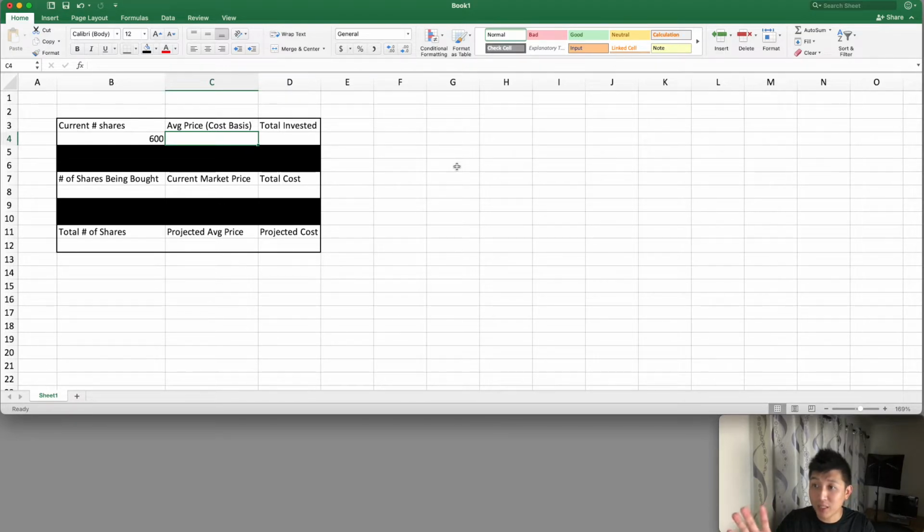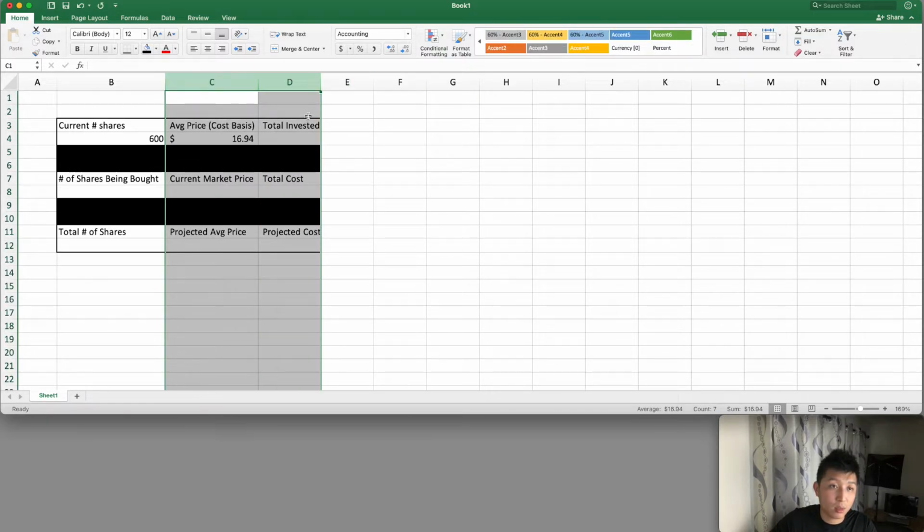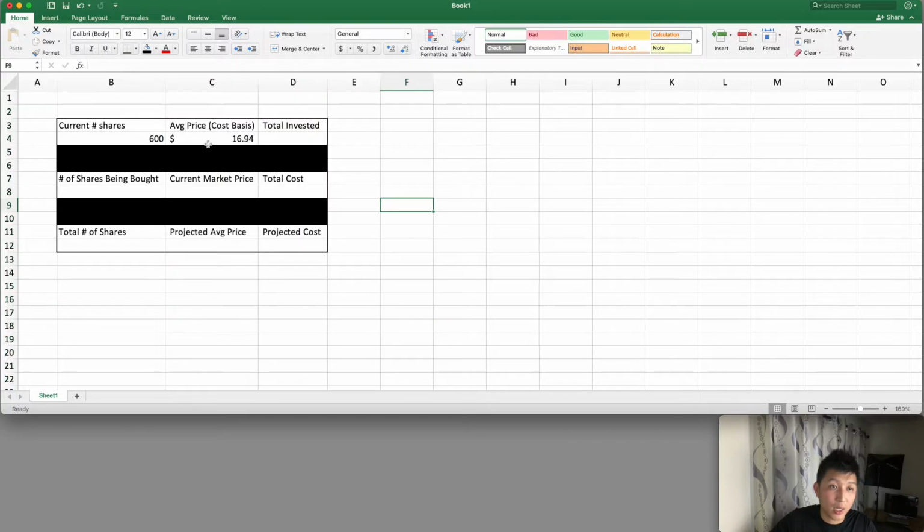By the way, I have something like that on the right side of the screen, just to see the total cost of something. So let's say this example is for a random stock. I'm going to put $16.94 for the cost. And again, if you want decimals, you just highlight all this and put a little dollar sign over there, and I'll change it to the decimals with a dollar sign.